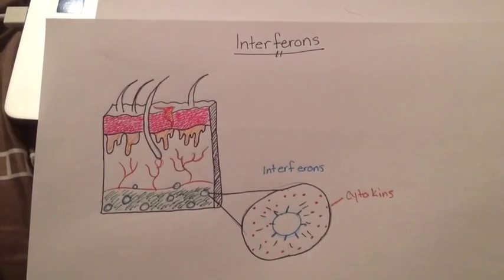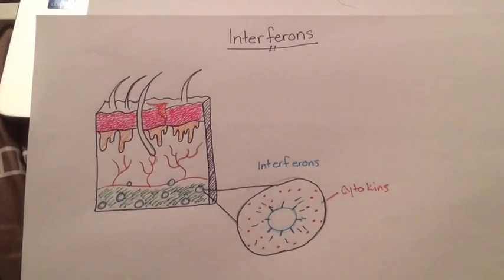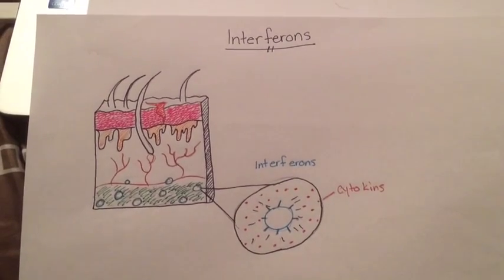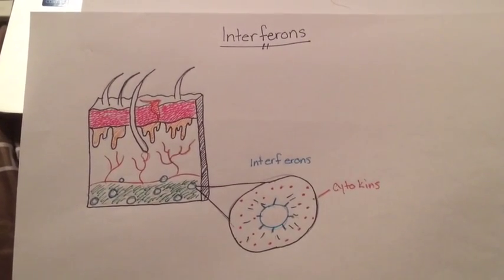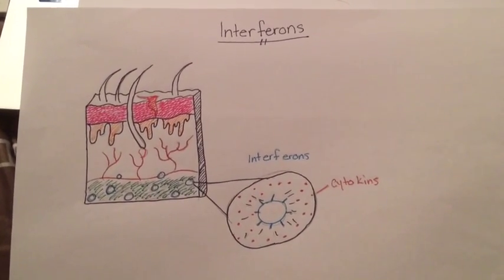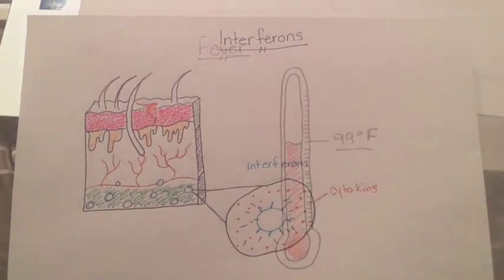Interferons are cells inside the skin that release these cytokines, and they are chemical messengers that coordinate the defenses against viral infections. And when the protein is released into the bloodstream, it invades infected cells and interferes with viral replication.